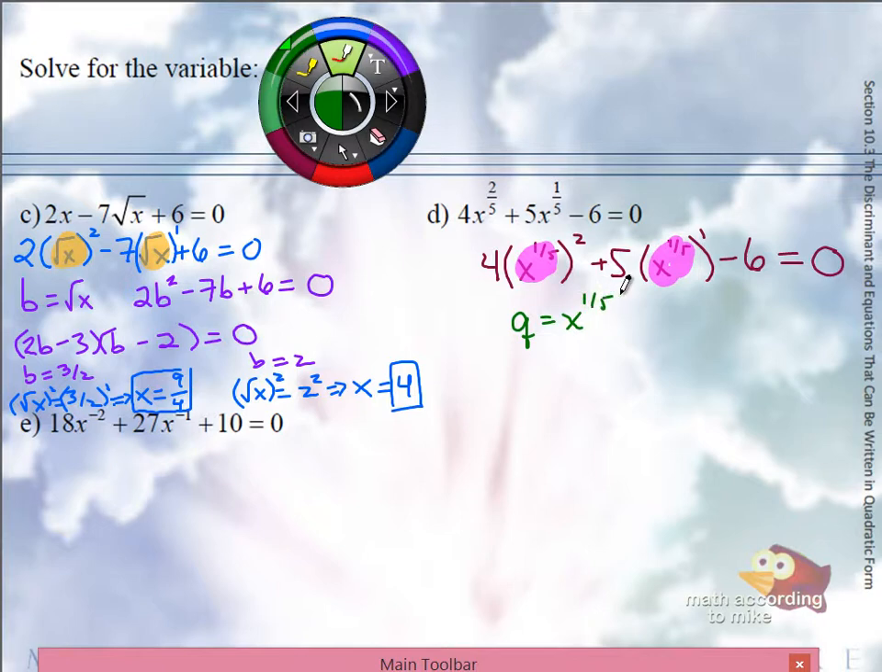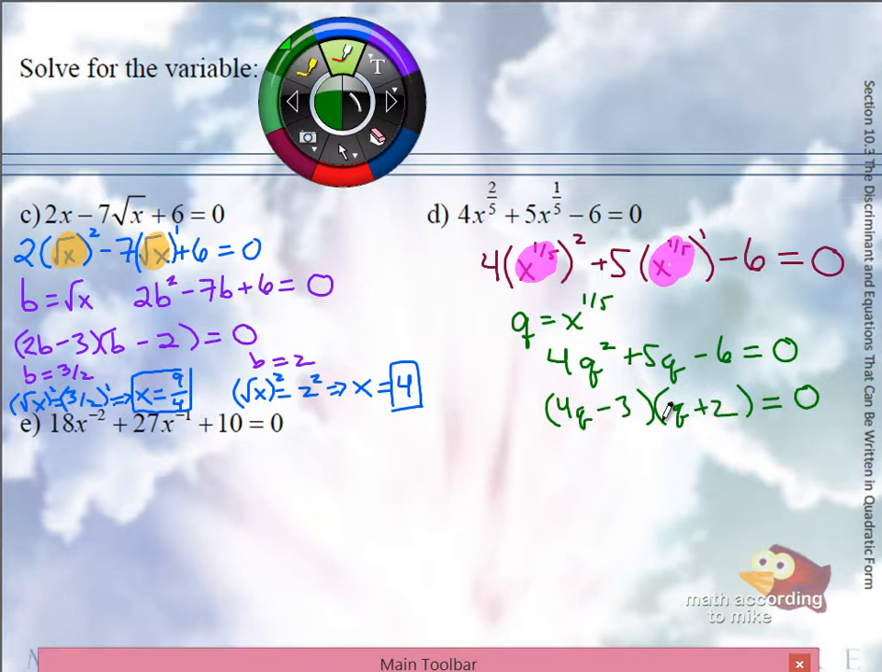So what's my new equation? 4q squared plus 5q minus 6. Guess what? It factors. 4q minus 3 and q plus 2. Let's check it. Looks good. That is prerequisite material.